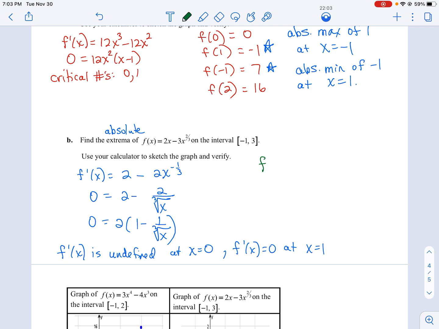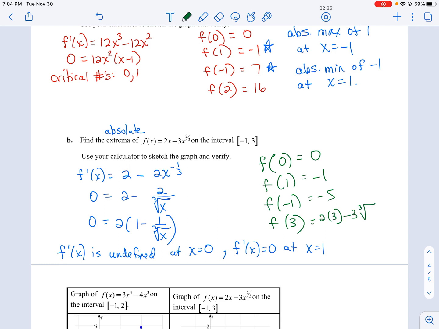So my critical numbers were x is 0 and x is 1. So we're going to do f of 0, f of 1, and then we do the 2 endpoints. So f of 0 is 0. F of 1 would be -1. F of -1 is -5. And f of 3, this one's a little bit tricky. This would be 2 times 3 minus 3 times the cube root of 3 squared. So that's 6 minus 3 cube root 9.